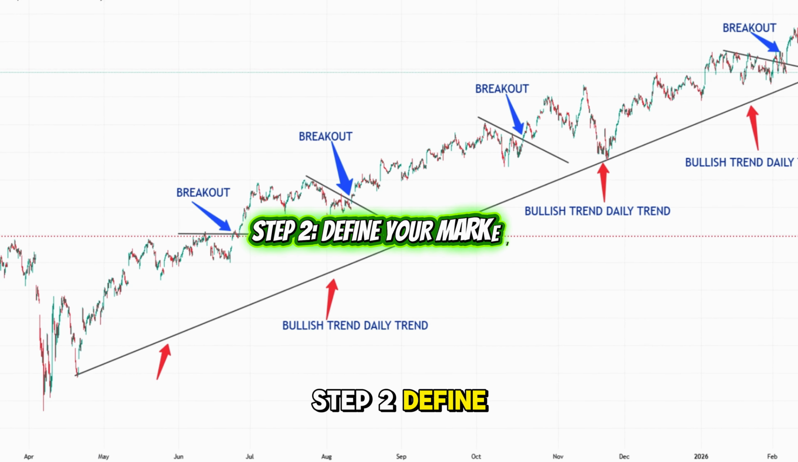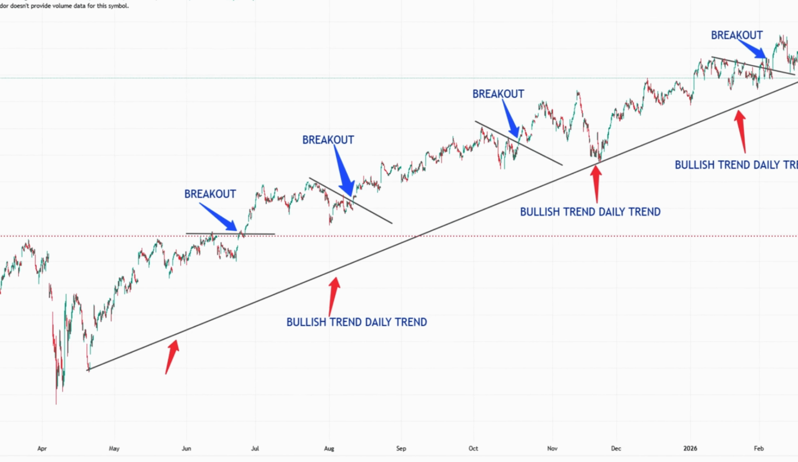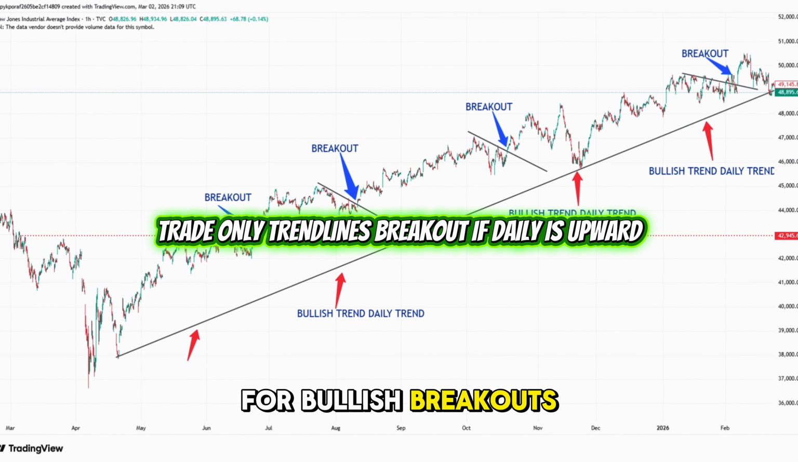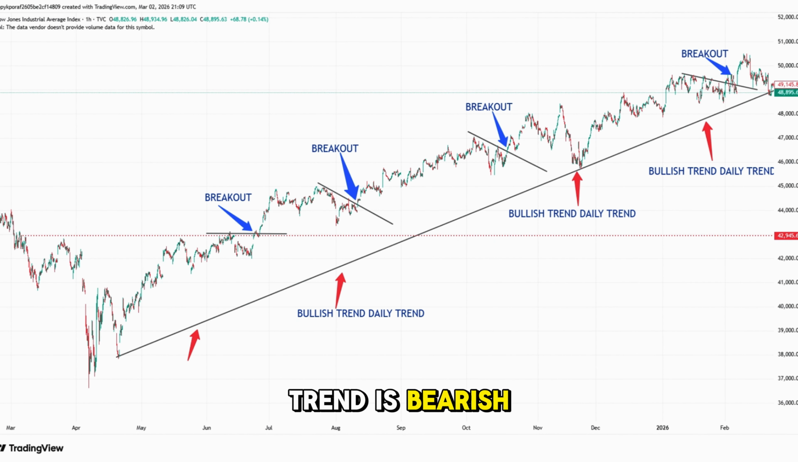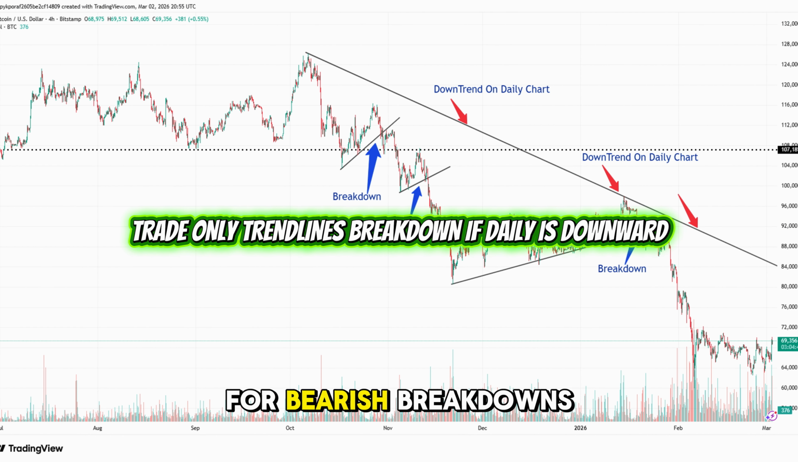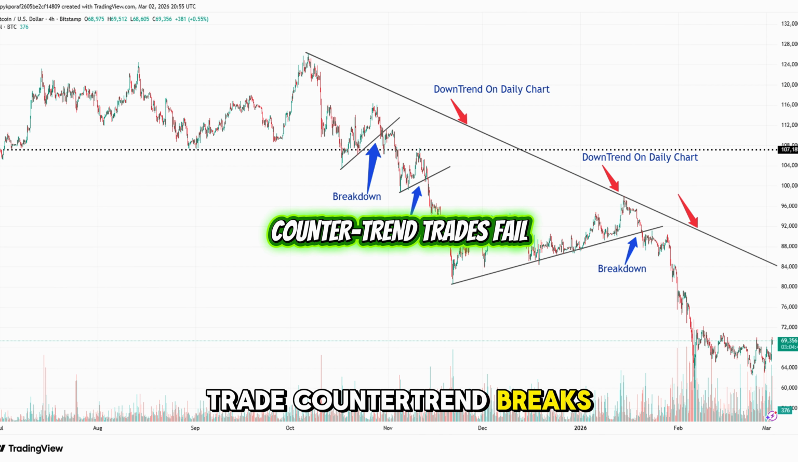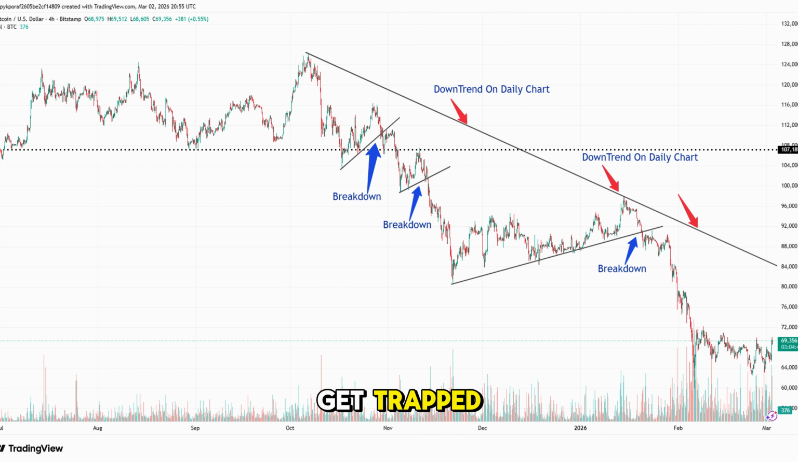Step 2. Define directional bias. If the daily trend is bullish, you only look for bullish breakouts. If the daily trend is bearish, you only look for bearish breakdowns. You do not trade counter-trend breaks. That's where beginners get trapped.